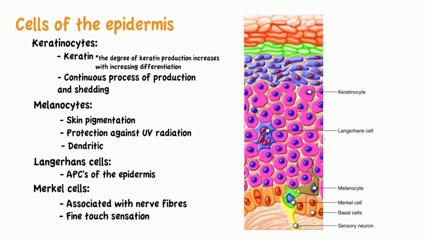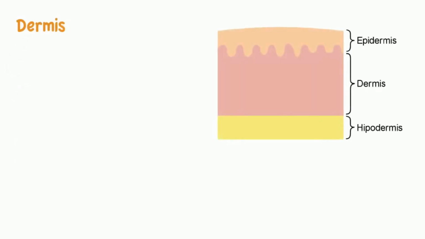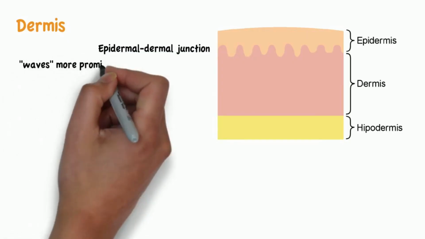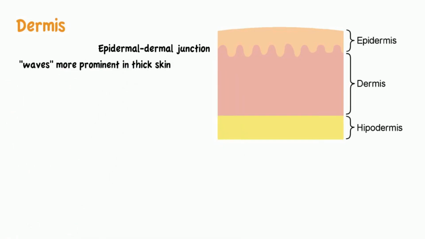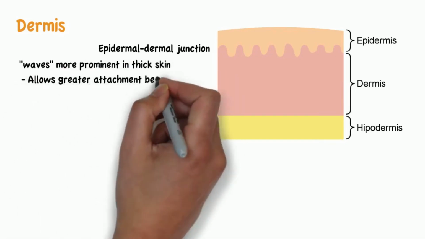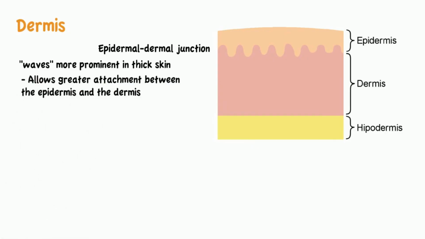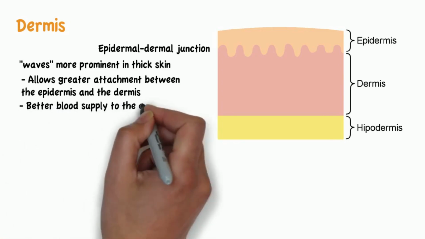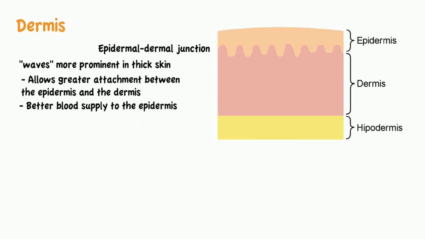So now let's move on to the next layer of skin, this being the dermis. Where the dermis starts and the epidermis ends, we have the epidermal-dermal junction. This has a wave-like appearance, and these waves are more prominent in thick skin. This is to allow a greater attachment between the epidermis and the dermis, so the layers won't detach, and to allow a better blood supply to the epidermis. So remember that there are no blood vessels in the epidermis, so the blood must travel from the dermis.